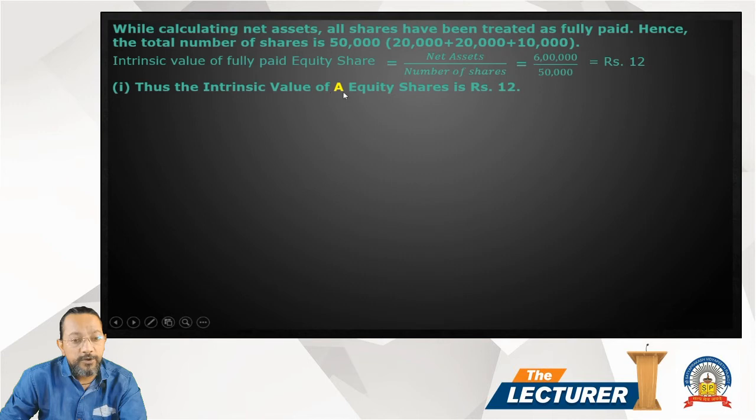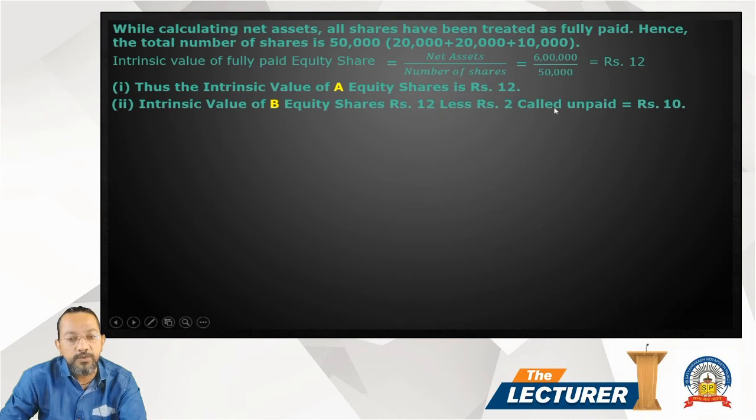Thus the intrinsic value of A equity share is 12. Intrinsic value of B equity share is 12 less 2 called unpaid.